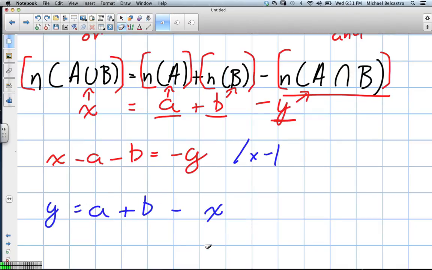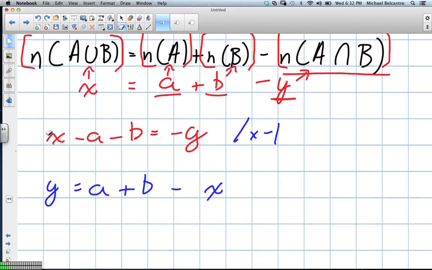This is still the exact same equation. We've just rearranged it a little: Y is equal to A plus B minus X. Well, we wrote our letters in, so let's actually write in what that means. Let's try to make sense of that.